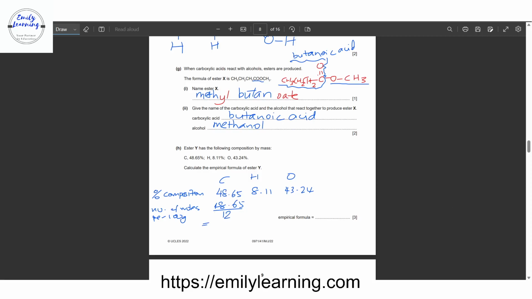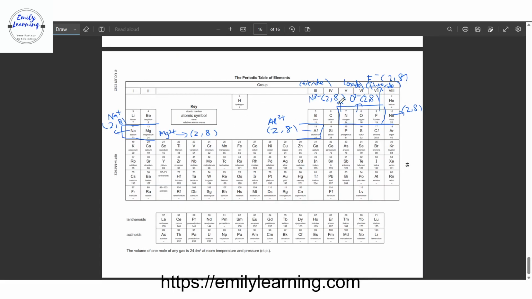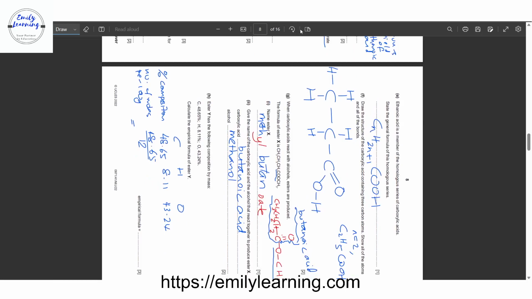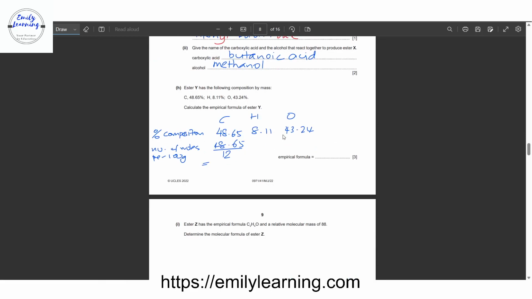Let me show you in the periodic table. If you are interested in the molar mass or the relative atomic mass, you take the bigger number, which for carbon is 12. For hydrogen, the relative atomic mass is 1. And for oxygen, the relative atomic mass is 16. So this is what we are going to put inside. Let's go back to the question. We have 48.65 divided by 12, then 8.11 over 1, and 43.24 divided by 16. Let me type everything into the calculator.